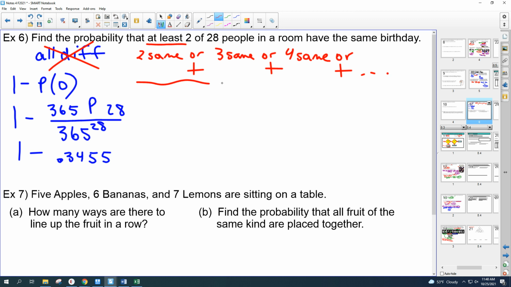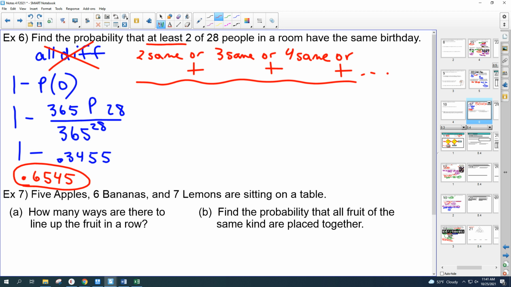I want to add up all of these things. And so really I need to subtract that from 1. 1 minus 0.3455 is 0.6545. That's the answer to this problem. I think that's really almost unbelievable. We've got 28 people in this room. There's a 65% chance that at least 2 people have matching birthdays.